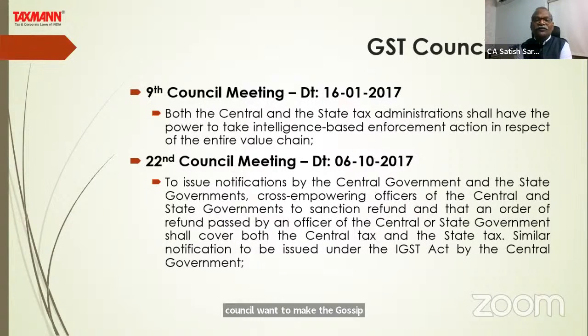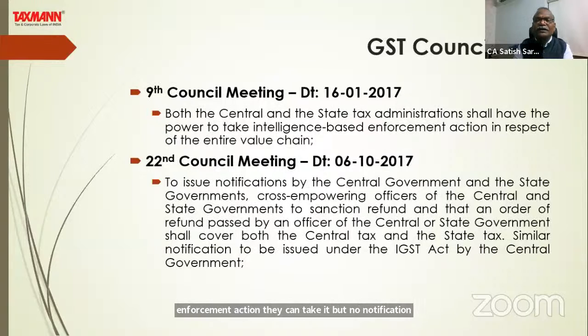In the 9th GST Council meeting, which was held on 16th January 2017, it held that both the central and the state tax administrators shall have the power to take intelligence-based enforcement action in respect of the entire value chain. So the council has recommended this, but no notification has been issued, for your information. Both the central and state, that means the state intelligence officers and the DGGI, will have the cross-empowerment based on intelligence-based information. On the spot, they both can take enforcement action. But no notification has been issued in this regard.